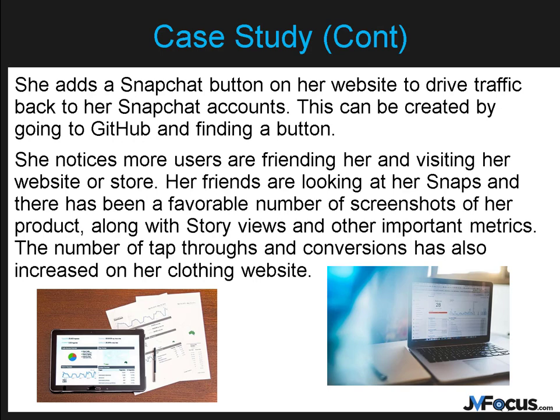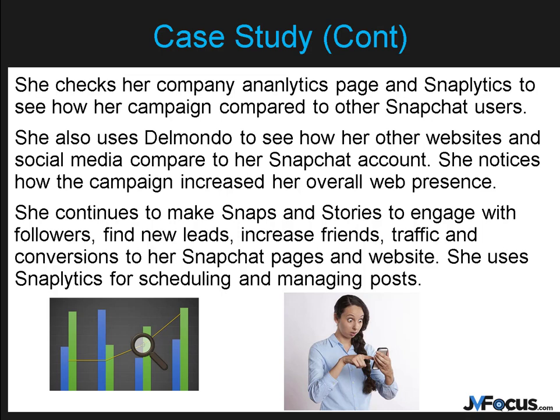She notices more users are friending her and visiting her website or store. Her friends are looking at her snaps, and there has been a favourable number of screenshots of her product along with story views and other important metrics. The number of tap-throughs and conversions has also increased on her clothing website. She checks her company analytics page and Snapalytics to see how her campaign compared to other Snapchat users.